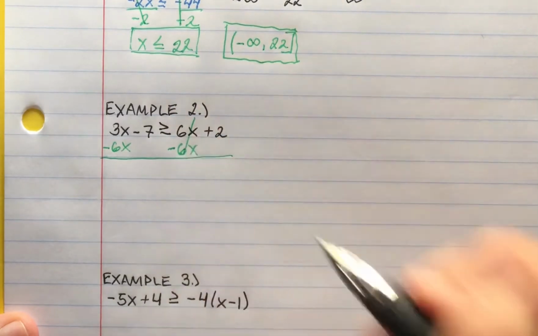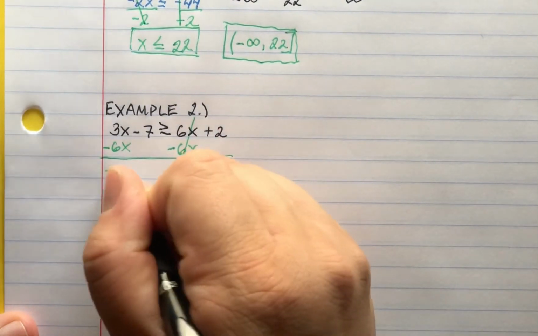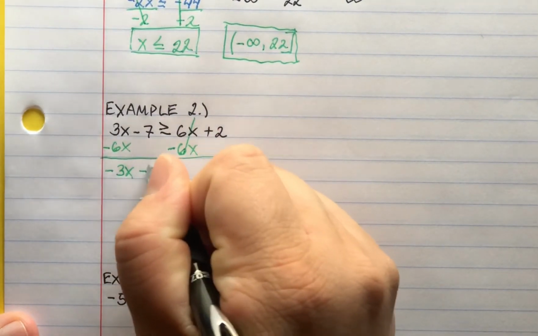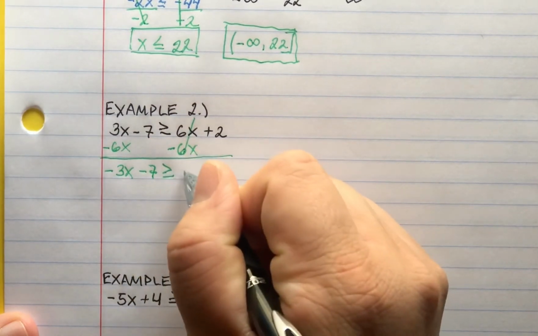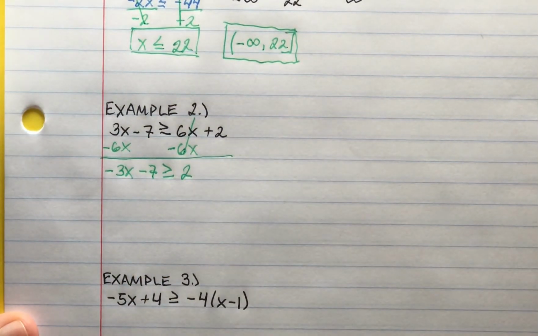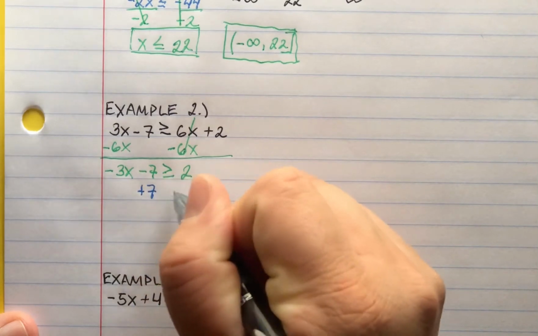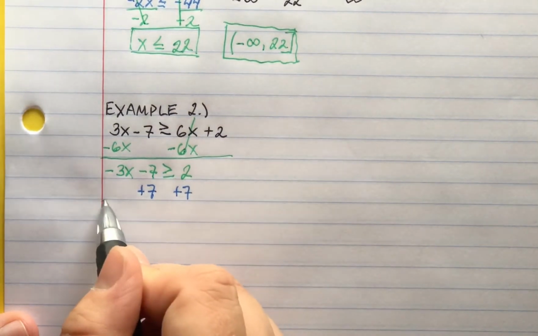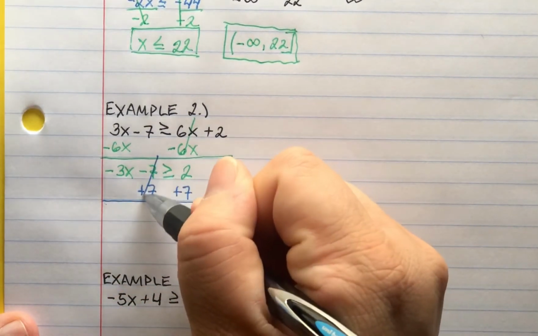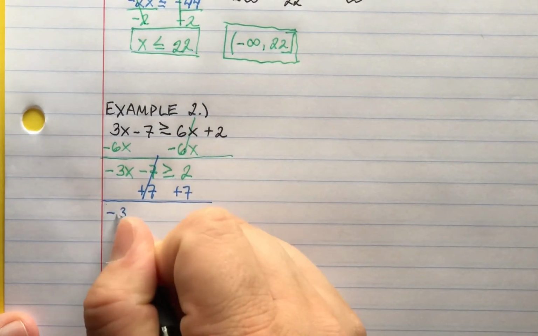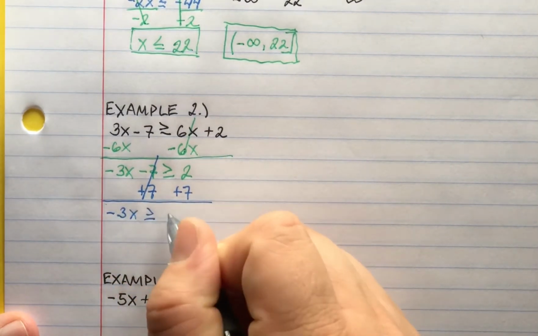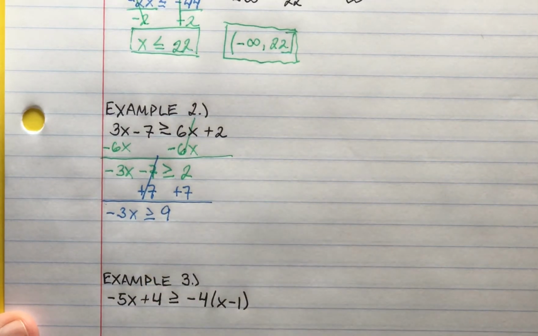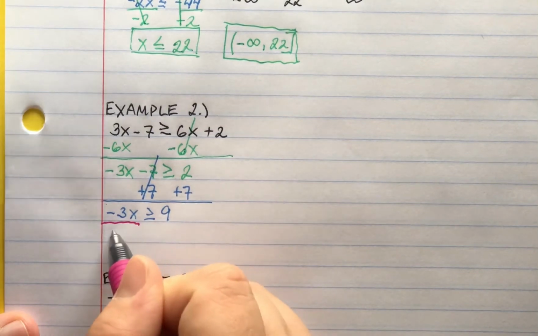The 6x's cancel. 3x minus 6x is negative 3x, and I have minus 7 is greater than or equal to positive 2. From here, I'm going to move 7 over to the right side by adding it to both sides. My 7's will cancel, and I have negative 3x is greater than or equal to positive 9. The last thing I need to do to get x by itself is divide both sides by negative 3.